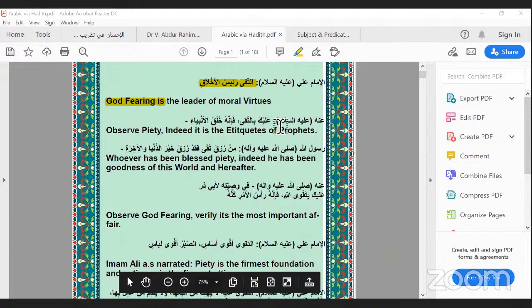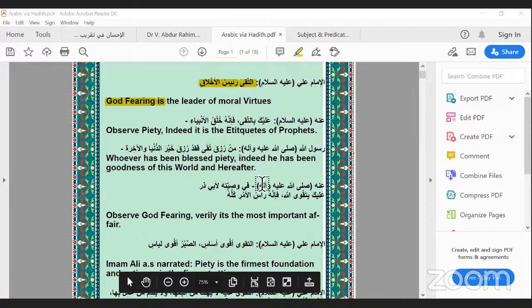And ba, as you know, is a preposition. So alayka bittaqwa. Fa innahu khuluqul anbiya. So surely it is, khuluq means etiquette, anbiya means prophets. So khuluqul anbiya is mudaf ilayh. Is that clear? Yes. Surely it is the etiquette of the prophets. Would you say this is a nominal or a verbal sentence? Nominal sentence, because for innahu, who is coming? Hu is a pronoun.